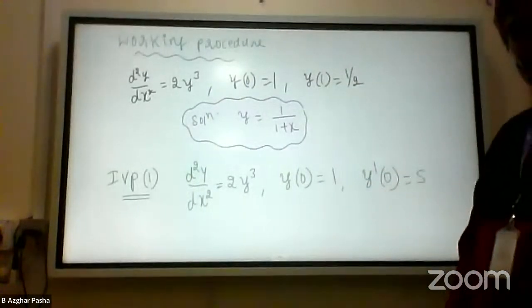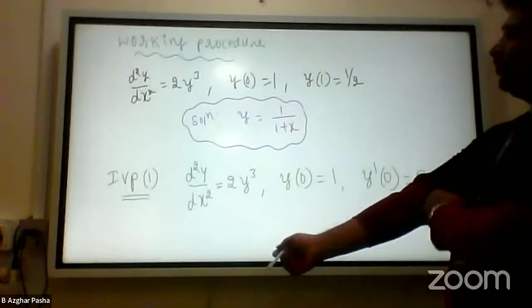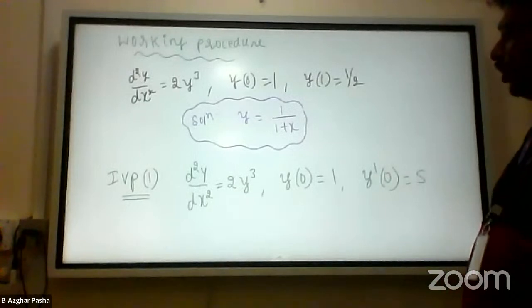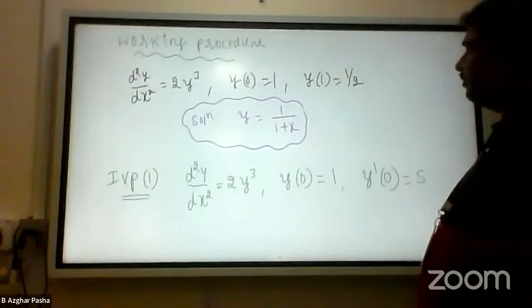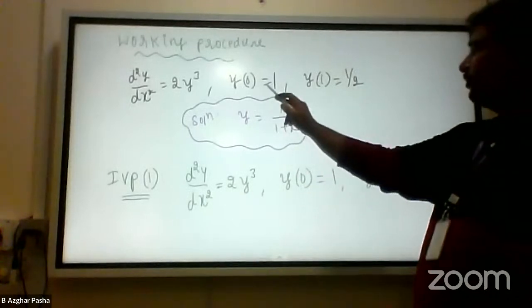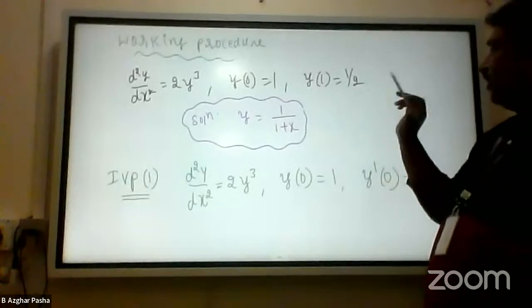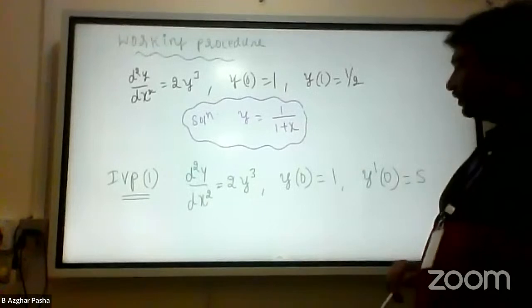Working procedure. d square y by dx square is equal to 2y cube is the given differential equation, a non-linear boundary value problem, y cube term is there. Non-linear boundary value problem with conditions y of 0 equal to 1, y of 1 is equal to 1 by 2. Actual solution is 1 by 1 plus x.